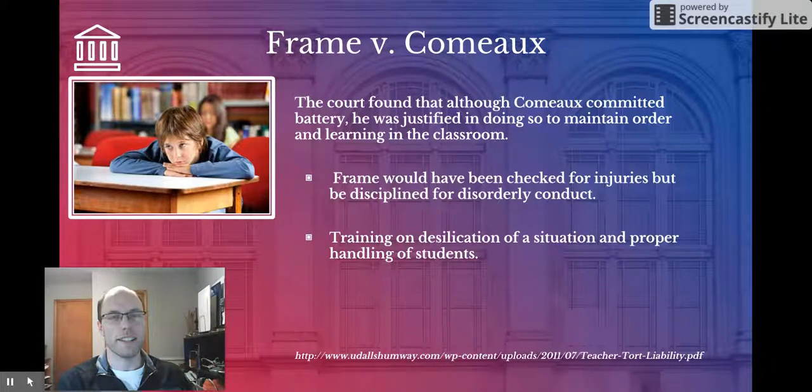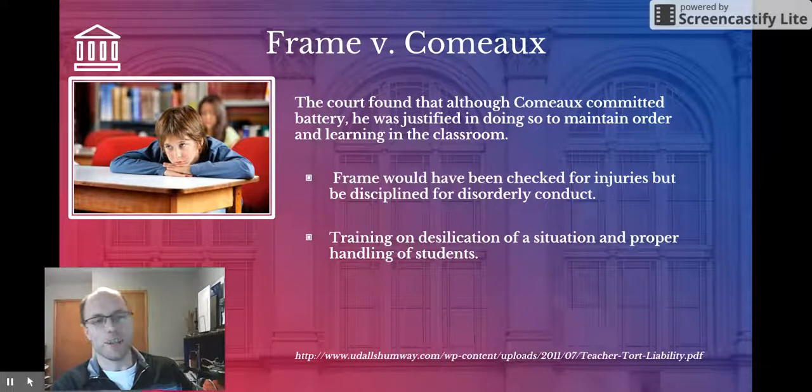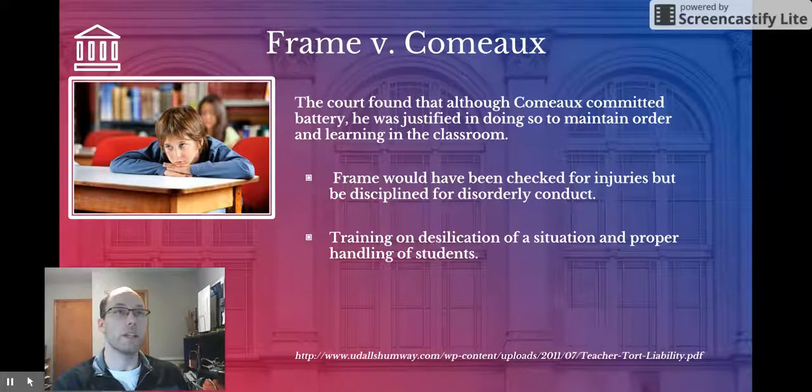I think that the school should have got training in de-escalation of the situation and proper handling of students in that kind of manner. So instead of using some sort of physical confrontation like what appears to have happened, you need to find a way to do it in such a manner that avoids the escalation of the aggressive behavior.